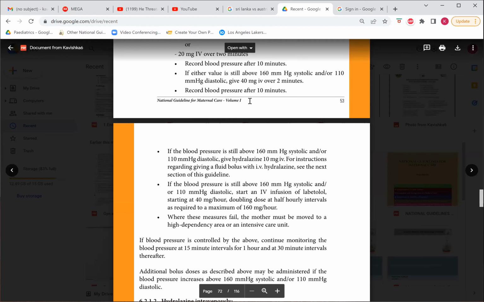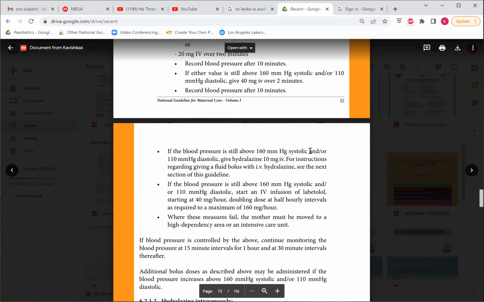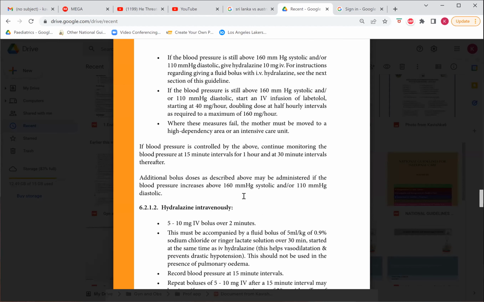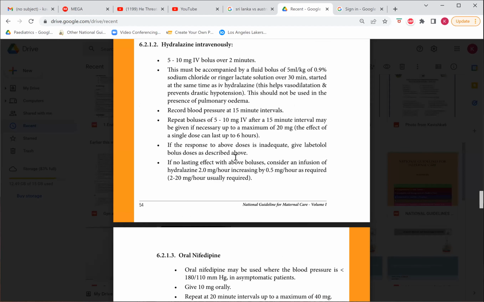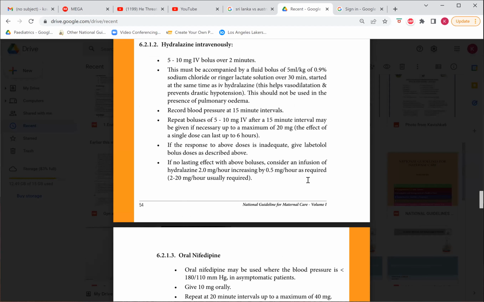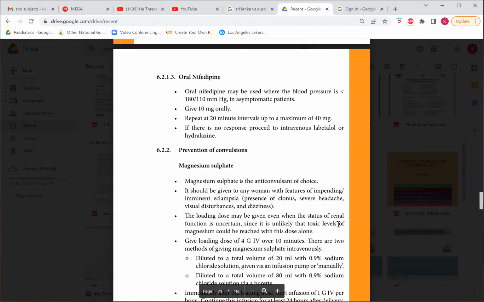The other option is you can also consider hydralazine IV, 10 milligrams. You give a bolus of 5 milligrams, and then you can repeat boluses after 20 minutes up to a maximum of 20 milligrams, and then you can give an infusion of hydralazine 2 milligrams per hour, increasing by 0.5 milligrams as required. And then oral nifedipine also has a place.